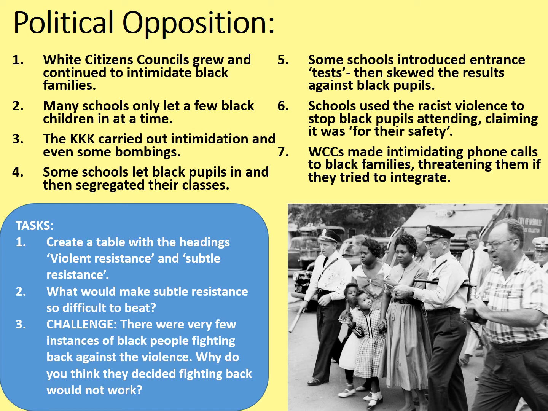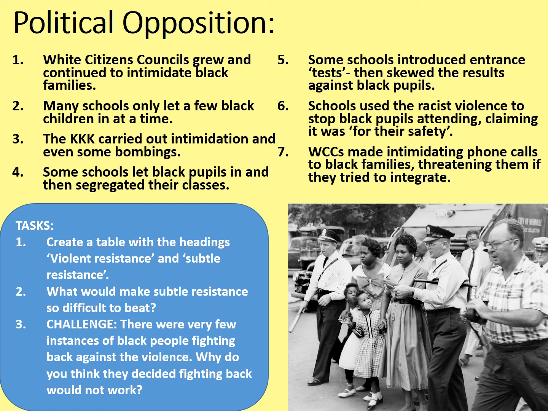Okay, the growth of white citizens' councils is an example of violent resistance. Schools only letting a few children in at a time, however, could be seen as them complying with Brown, so that was more subtle. The KKK were violent. Schools letting black pupils in and segregating their classes is more subtle. Schools introducing entrance tests is also an example of subtle resistance. Schools using racist violence to stop black pupils attending and then claiming it's for their safety is sort of a combination of the two. It's the use of violence and then a subtle excuse for excluding them. And finally, the WCC's making intimidating phone calls is very much violent resistance.